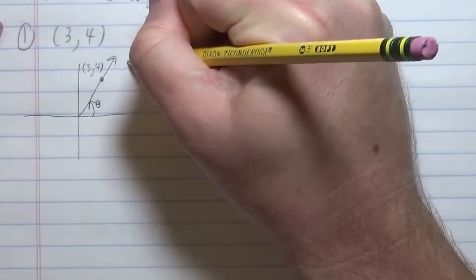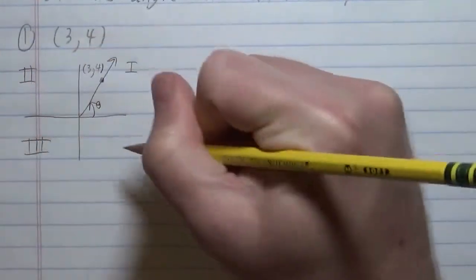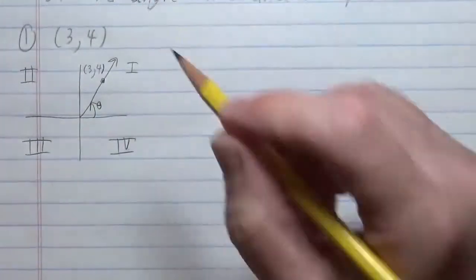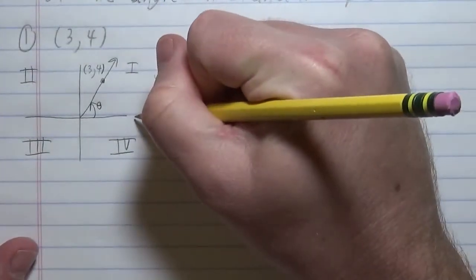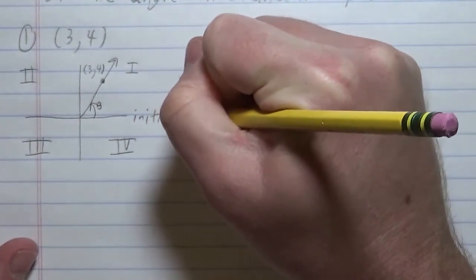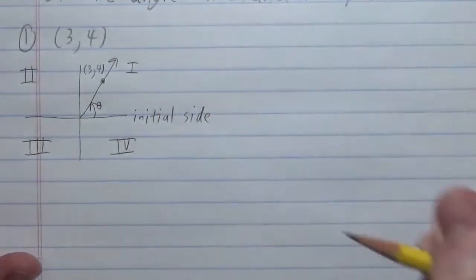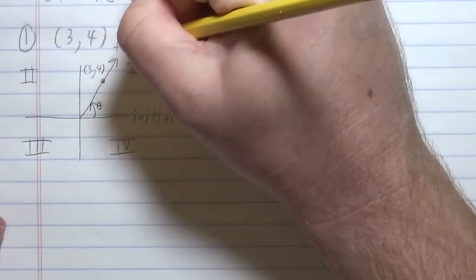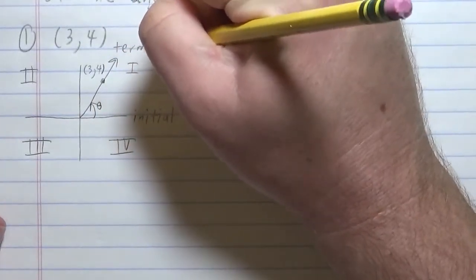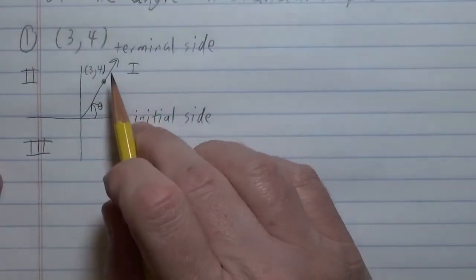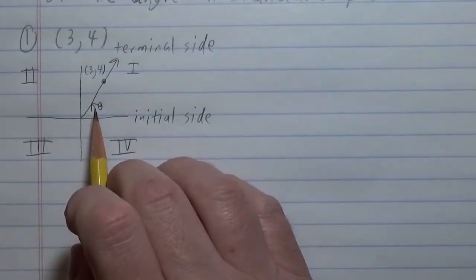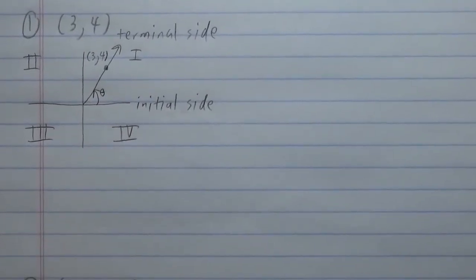This is quadrant number 1. And then there is 2, and there is 3, and there is 4. What you have here is a scenario where you start at the initial side and end at the terminal side. Beginning, end. We don't know this angle, nor will we determine this angle in this video.